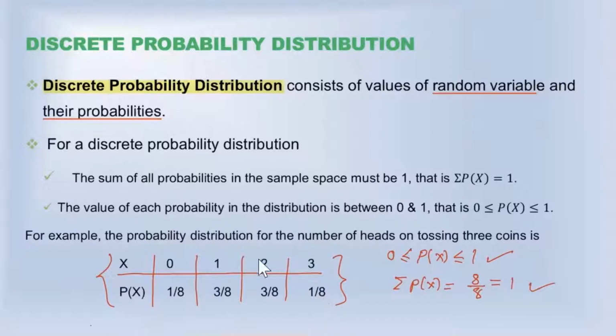So whenever a probability distribution is given to you and you are asked to check whether this is a probability distribution or not, you have to check whether all probabilities are between 0 and 1, and whether the sum of all probabilities is 1. For the distribution to be a probability distribution, both conditions must be true. If one of the conditions is not true, it is not a probability distribution. If these two conditions are true, then we say that it is the probability distribution.